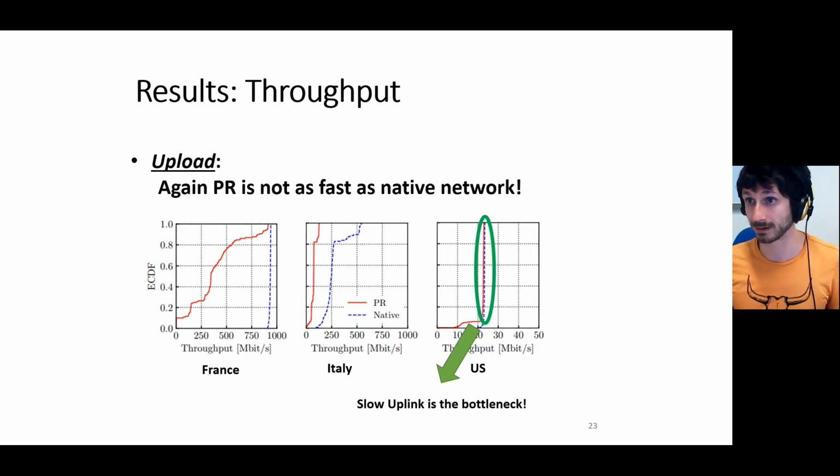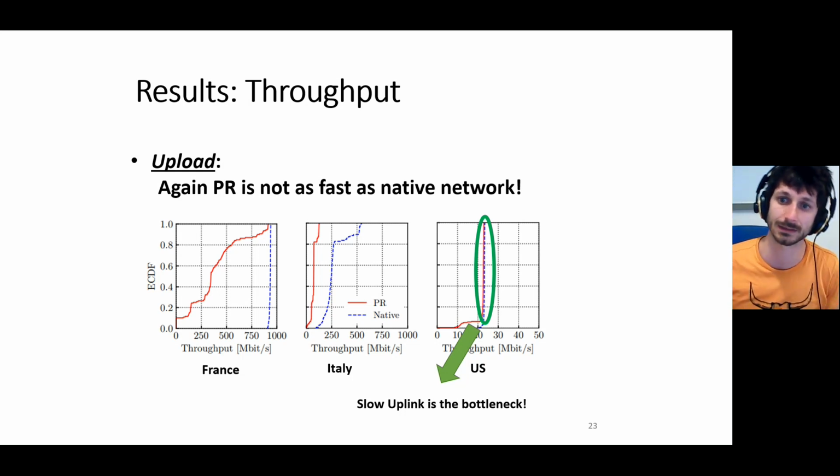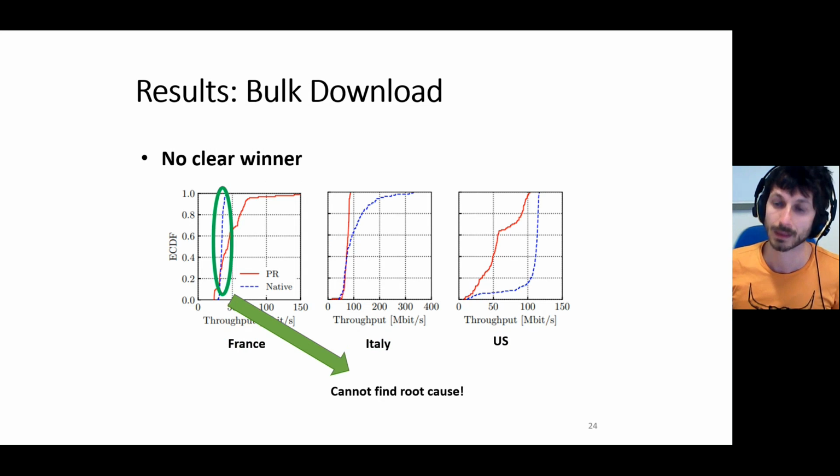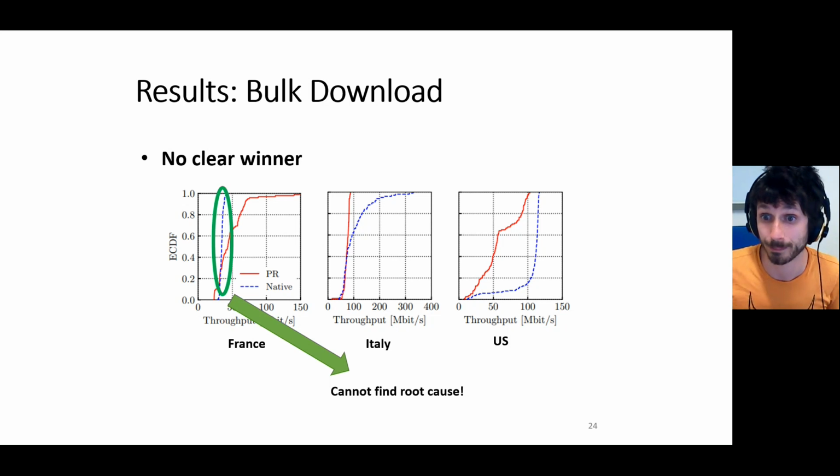In upload, the situation is similar. Private Relay is lower. Again, the red curves are well separated from the blue curves. But in the US, this doesn't happen because the upload link of the campus was rather slow, and so there the uplink is the bottleneck. For bulk download, so when downloading a large file, there is no clear winner. Apparently in the US, Private Relay is slower, while in France, Private Relay is faster than using the native network. We cannot understand the root causes, potentially some routing issue.